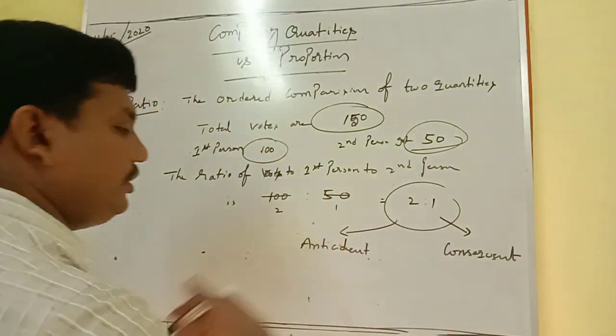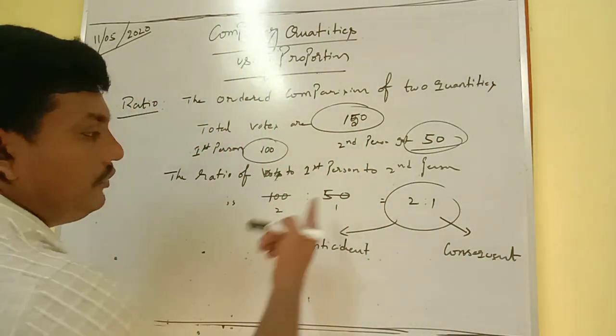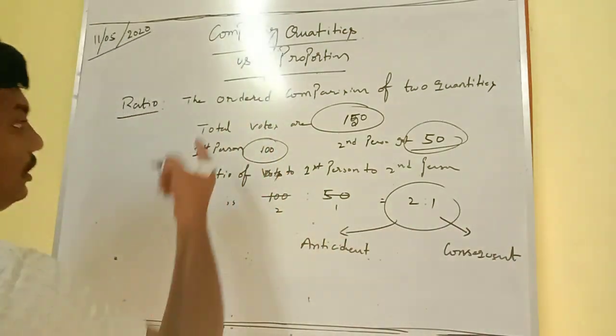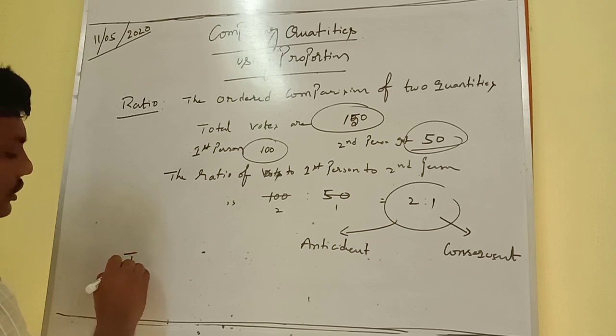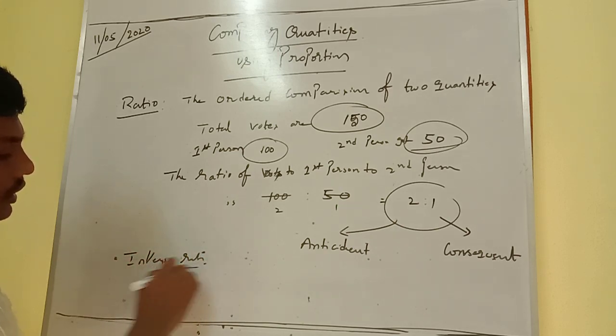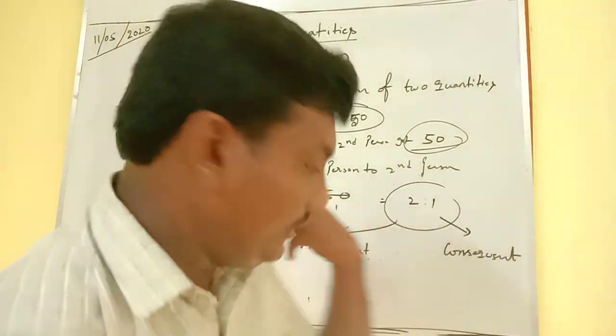That is called inverse ratio. If we consider second person to first person, it becomes 50 is to 100, which is 1 is to 2. The ratio and inverse ratio: here the antecedent becomes the consequent and the consequent becomes the antecedent.